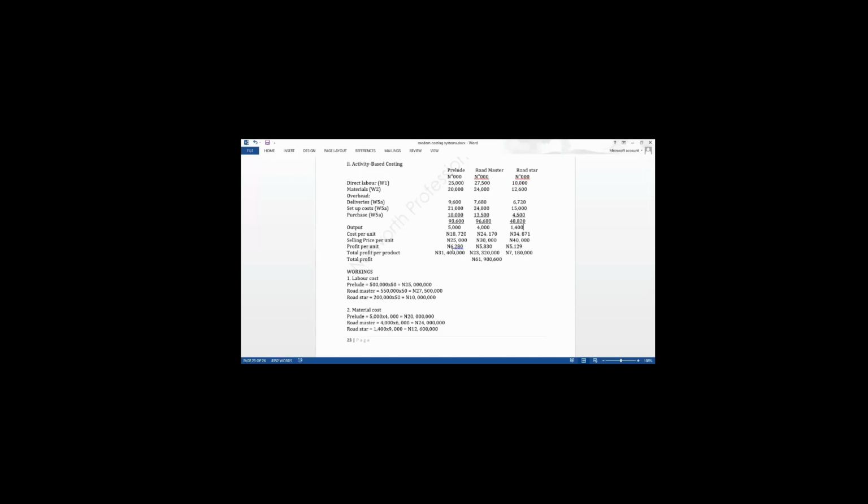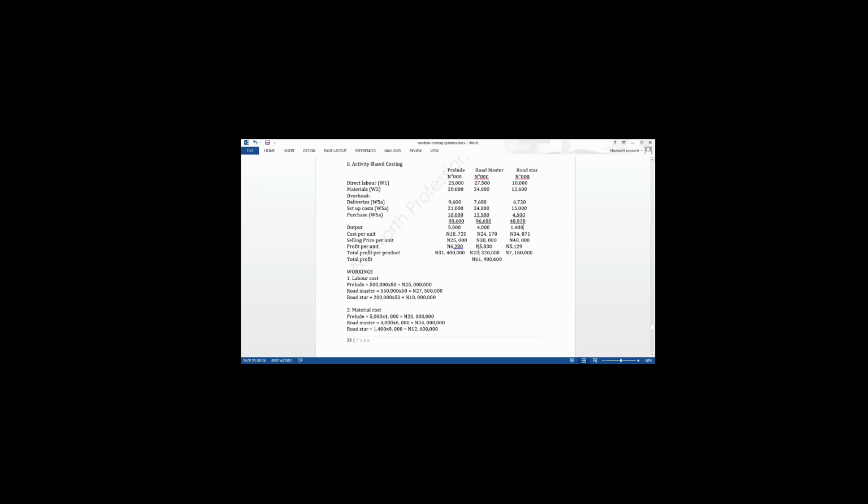We have run product costing by using just labor hours, and we have created what we called wrong product costing. It means that Prelude is giving more profit if we use the activities that give rise to cost. You can now calculate total profit per product: 280, multiplied by number of units, 5,000 units. That will give you 31,400.